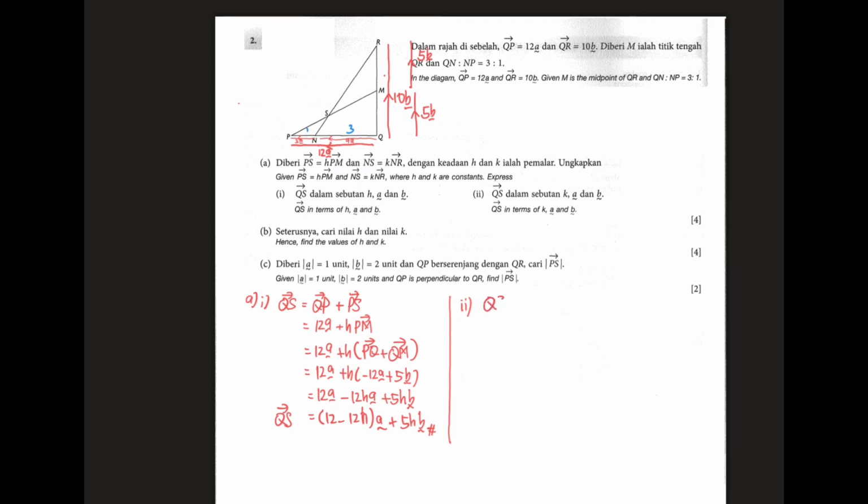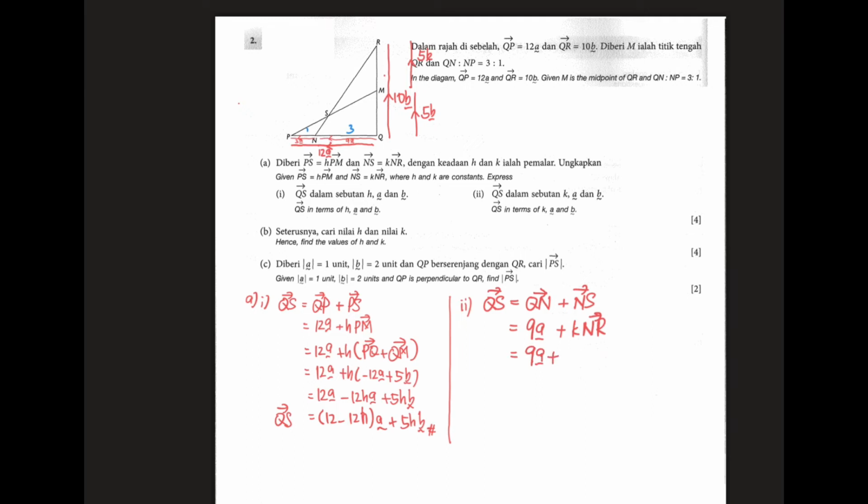So QS equal to QN plus NS. So QN is 9A. NS is given, K and R is given. NS is given here, K and R. So we substitute. Now we have NR to consider here.